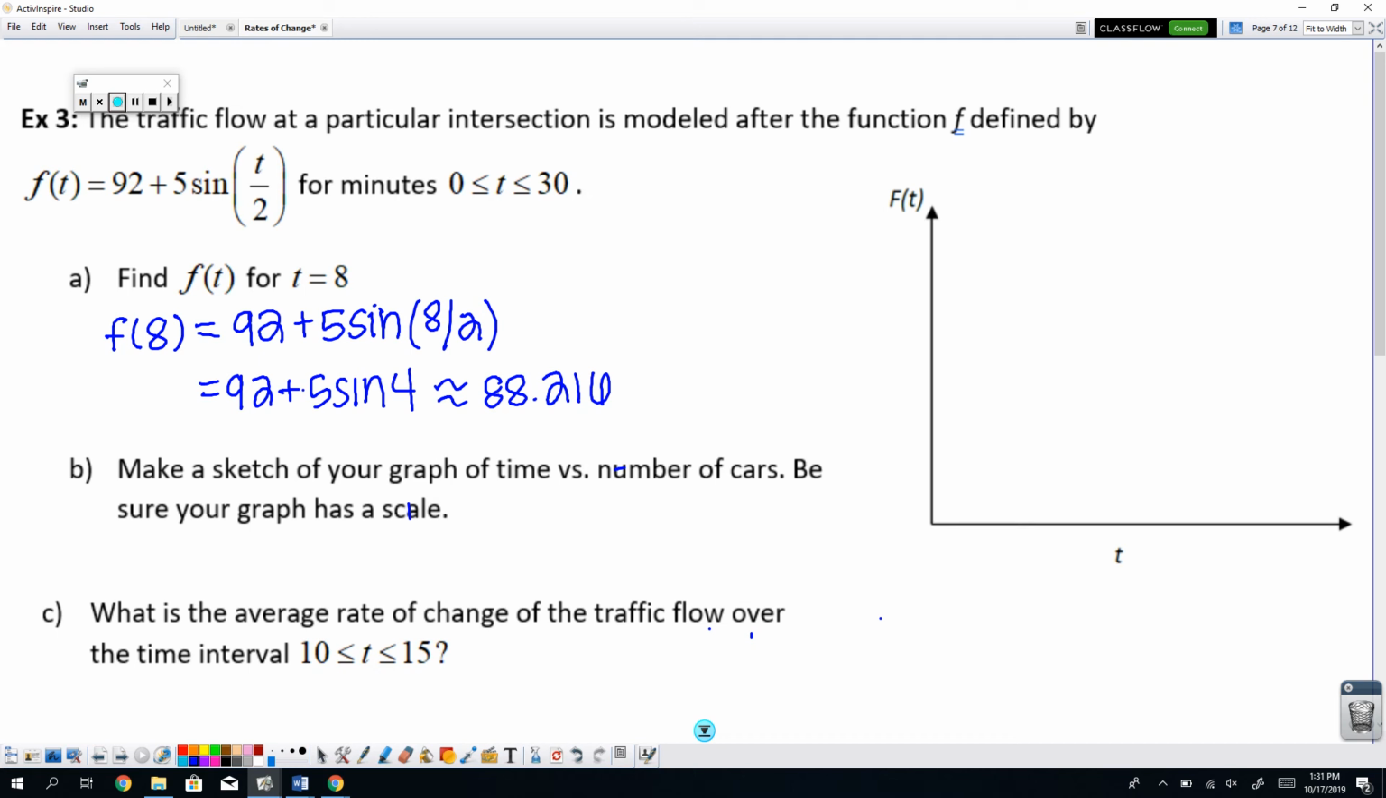So it's the traffic flow. So 88 cars, I guess.